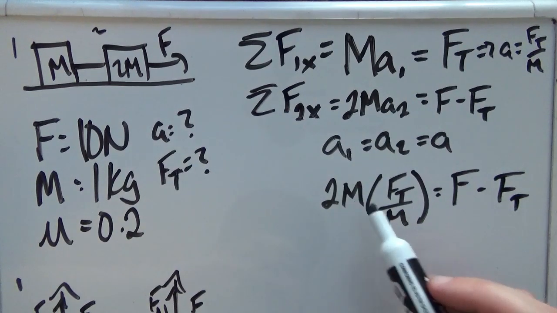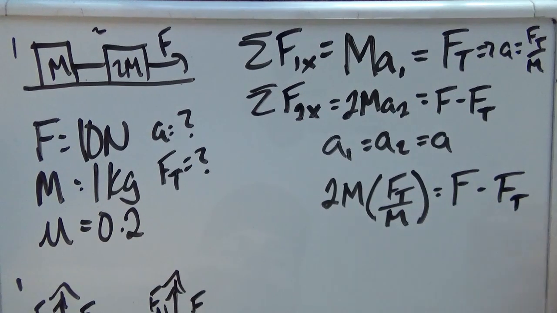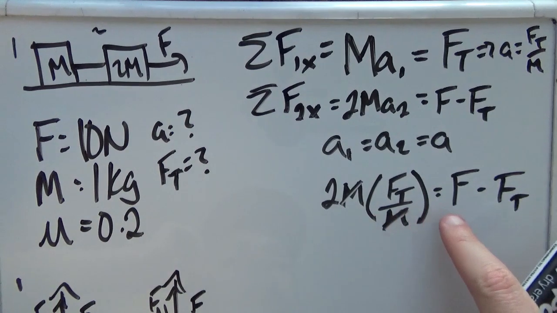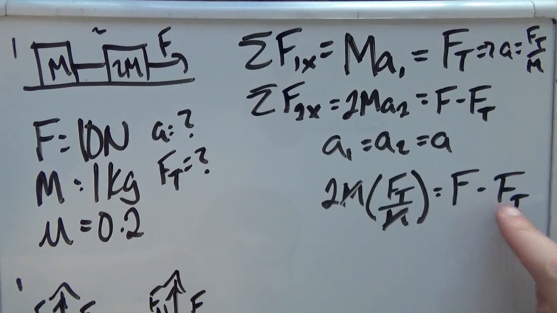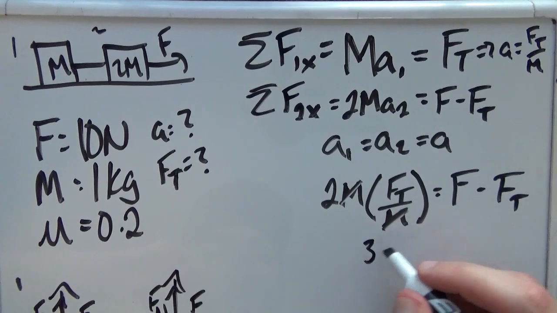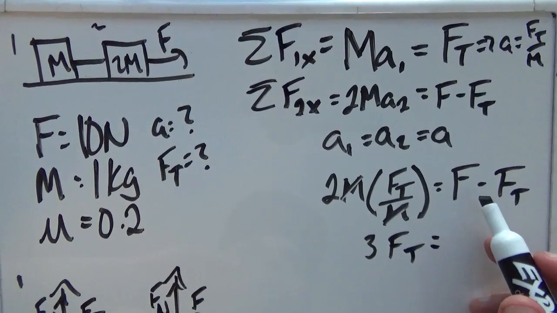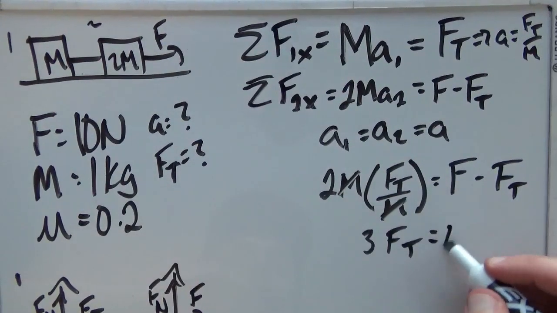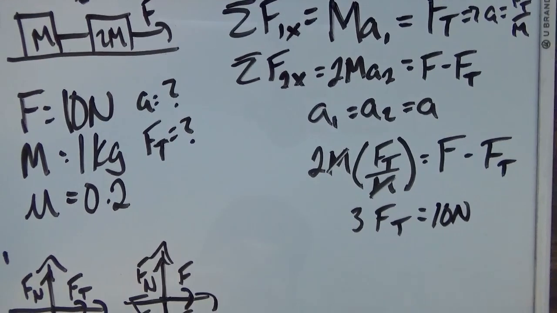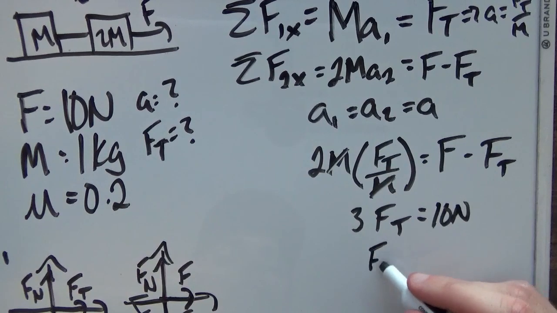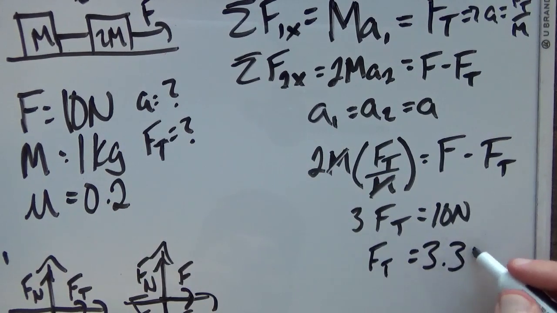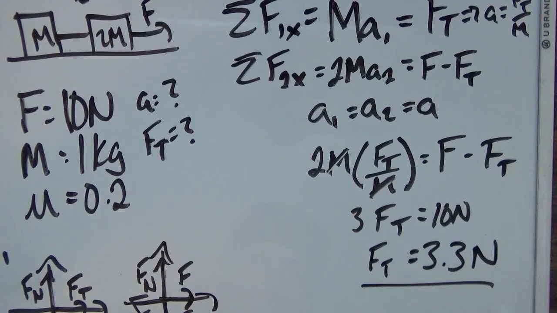Then we can just solve, because we know M, we know F, so we can solve for Ft. The M's go away here, and then it's 2Ft, so we can add this Ft over and get 3Ft is equal to F, but I'm just going to plug in to save myself some board space. F is equal to 10 newtons, right? So to solve for Ft, just divide by 3, and Ft equals 3.3 newtons. That's the first thing we're solving for.